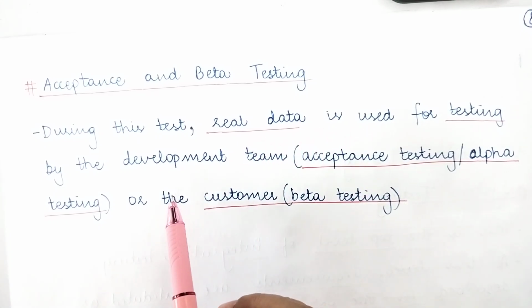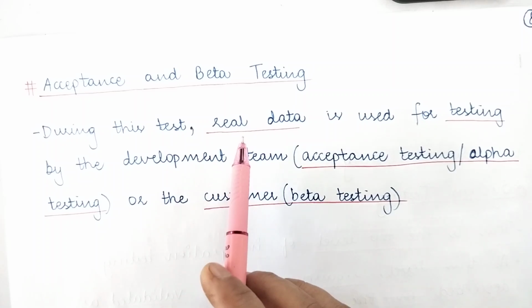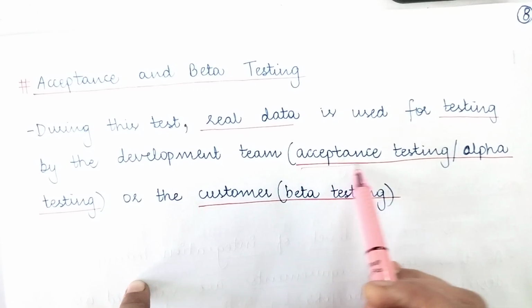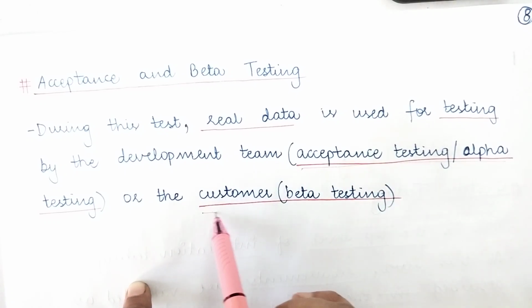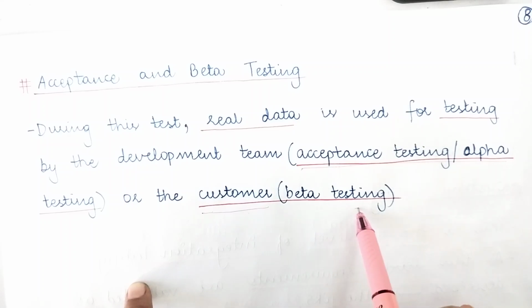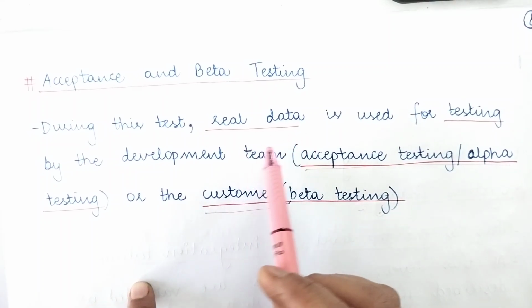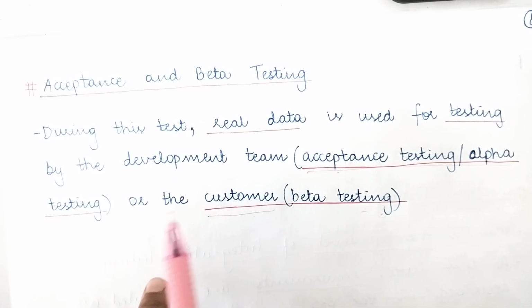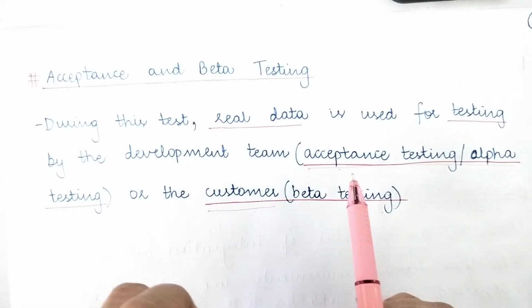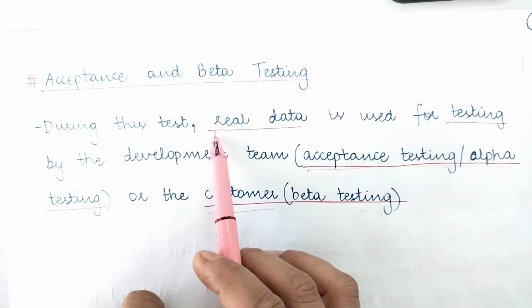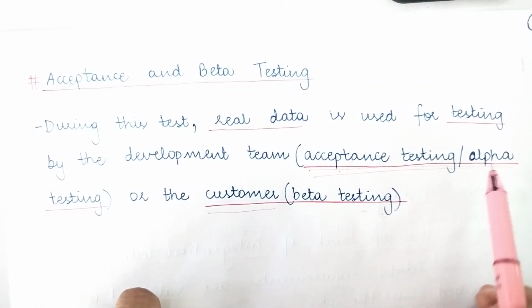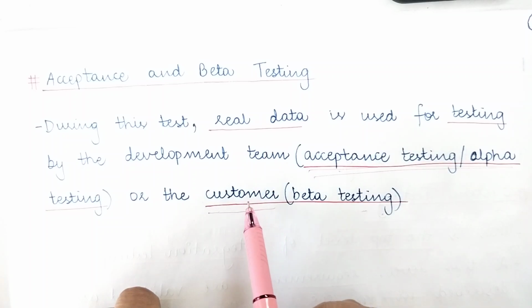So, the real data is used for testing once by the development team, and such a testing is known as acceptance testing or alpha testing. And when the customer uses real data to test the system, it is known as beta testing. Basically, alpha testing is when the final system is completely tested and about to be implemented, and the development team puts real data in the system as input to test. And when that real data is put into the system by the customer, that is known as beta testing.